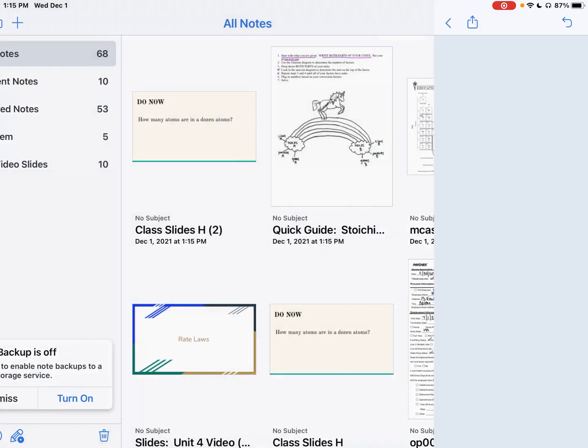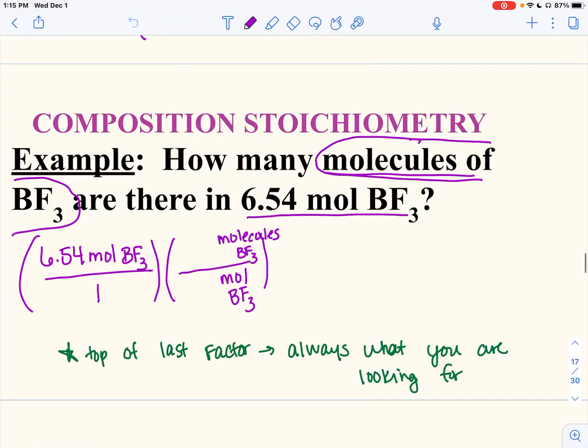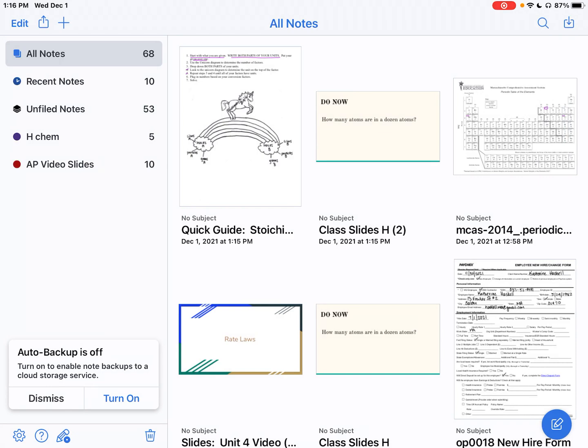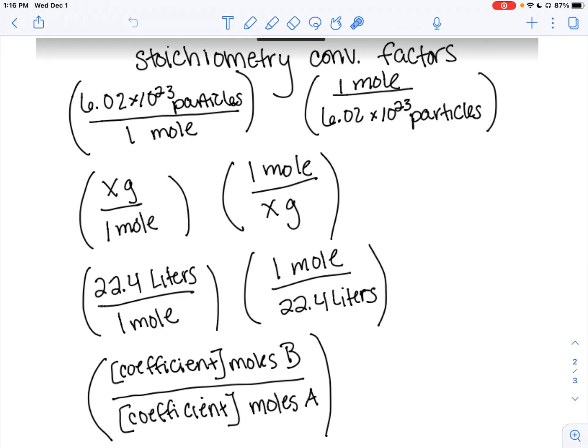Okay, so let's take a look at our problem. We have the units right here. Molecules or particles is on the top. Moles is on the bottom. So now I go to my quick guide and I find the one that has particles on the top and moles on the bottom. And then all you have to do once you find your conversion factor is just copy these numbers. So we're going to copy 6.02 times 10 to the 23rd on the top and 1 on the bottom.